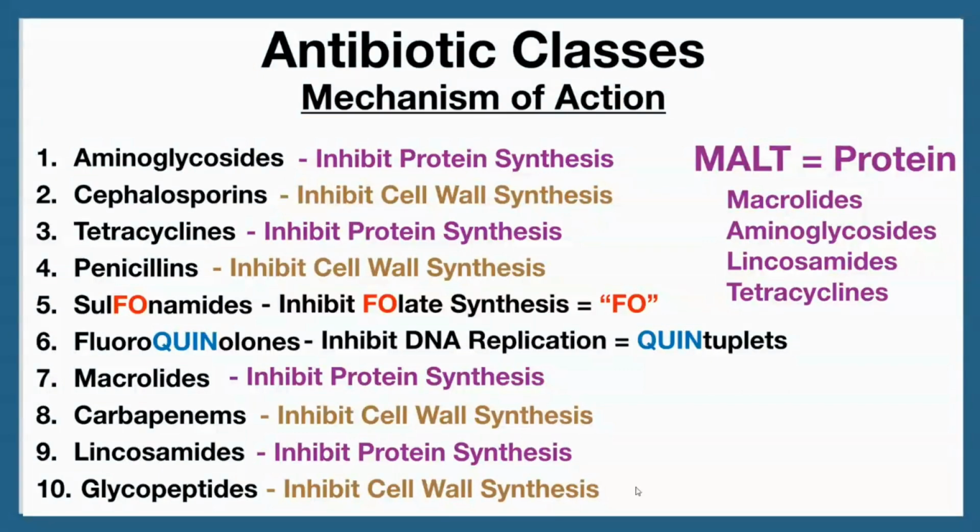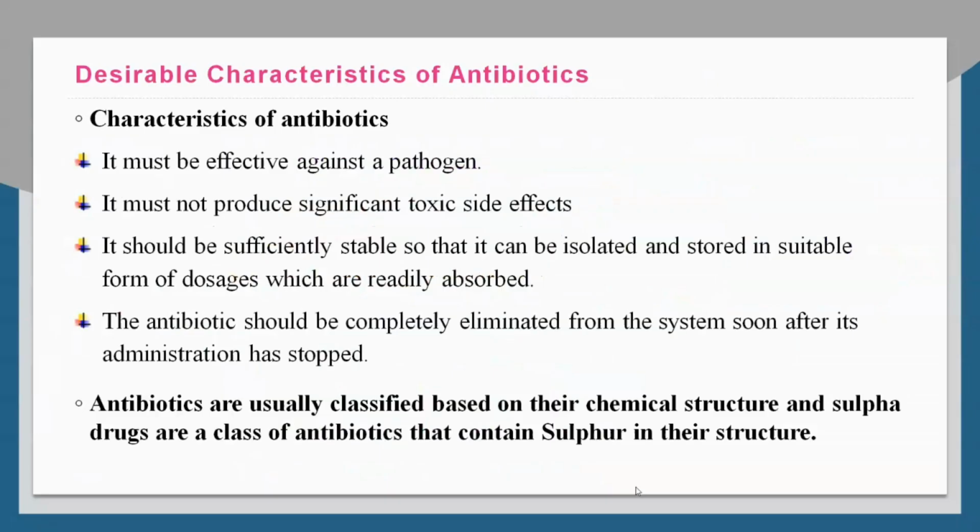Based on the chemical structure, antibiotic classes are aminoglycosides, cephalosporins, tetracyclines, penicillins, sulfonamides, also called sulfur drugs, fluoroquinolones, macrolides, carbapenems, lincosamides, glycopeptides. Coming to the desirable characteristics of antibiotics, the first one is it must be effective against a pathogen.